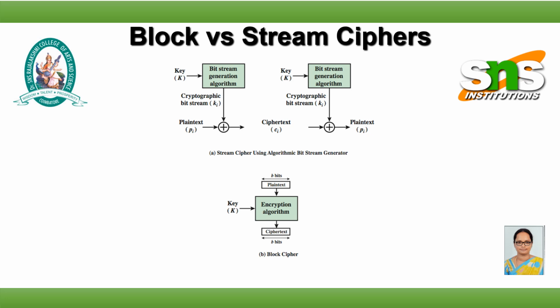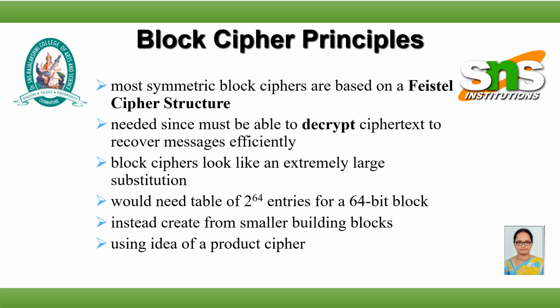In a block cipher, along with the plain text, we are sending a key to the encryption algorithm. Here we are using different encryption algorithms. By combining all these things, it produces a ciphertext. So it is a simple operation that we are performing in block cipher.